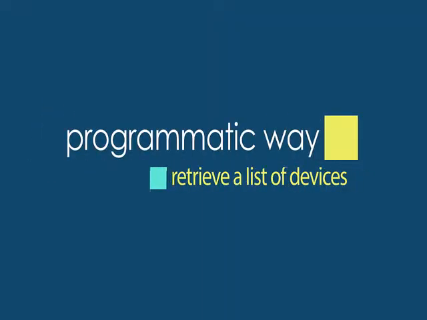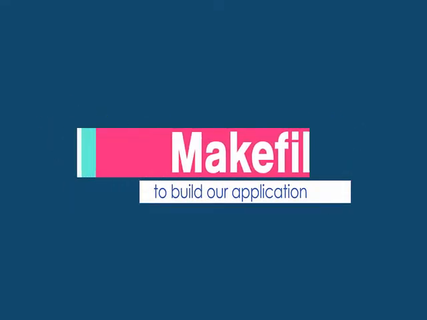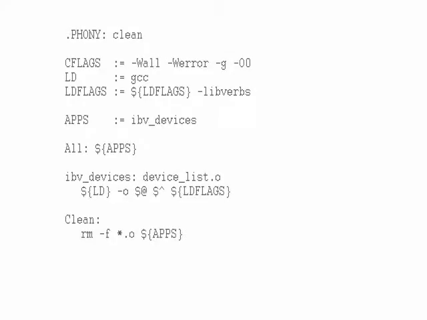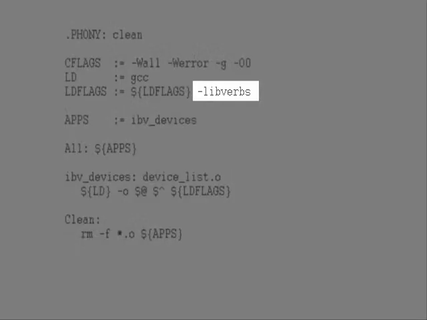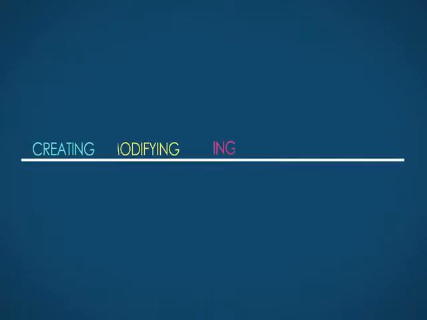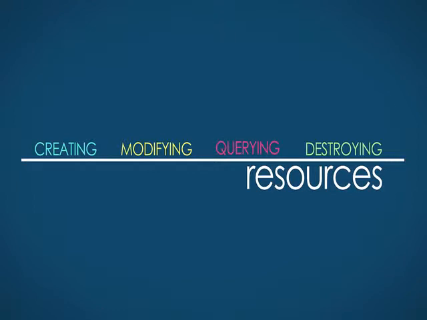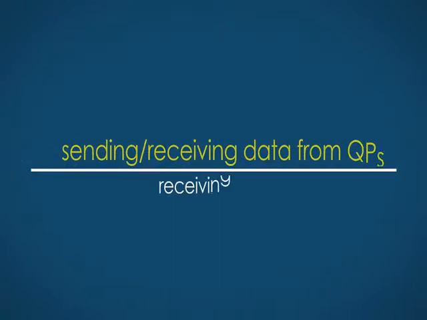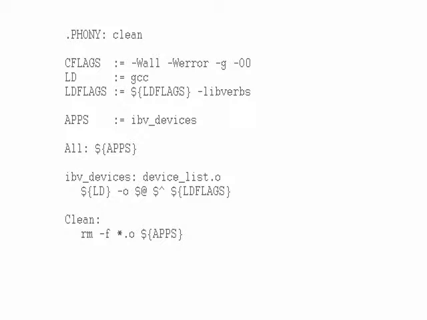Our goal is to show a programmatic way to retrieve a list of devices present in your system. We start by creating a makefile to build our operation. Note the use of the libibverbs library is to allow access to the network adapter for RDMA-related operations. The library handles the control path for creating, modifying, querying, and destroying resources. It handles sending and receiving data from queue pairs and receiving completion queues. Download the complete ready-to-use makefile from the RDMA programming course page.